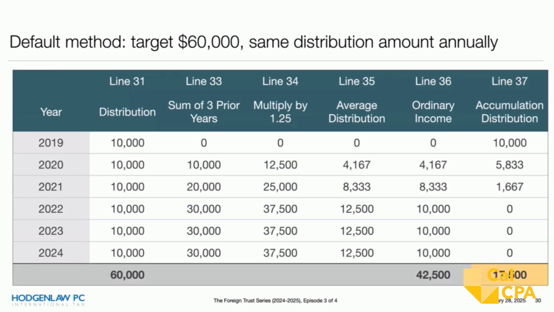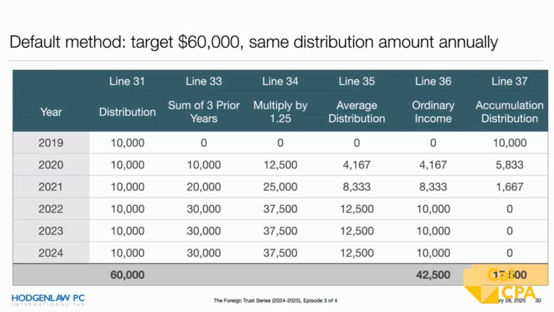So the first $8,333 of the 10,000 distribution will be ordinary income, and the rest is accumulation distribution. And from then on out, the threshold is going to be an annual 12,500, and the distribution will always be underneath that threshold. So the entire distribution will be ordinary income. And from this, you can take a sort of general, eyeball view that when you're using the default method, you've got to figure that there's going to be accumulation distribution that's painful, and therefore the tax liability is going to be painful in the first 3 years. But after that, it's just going to drop to ordinary income.